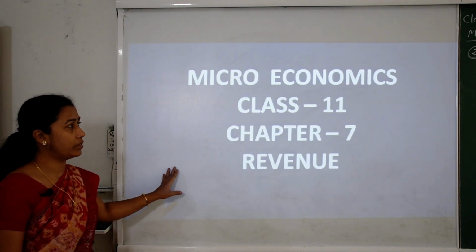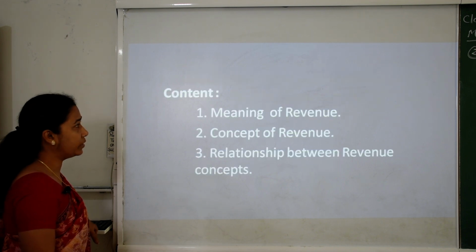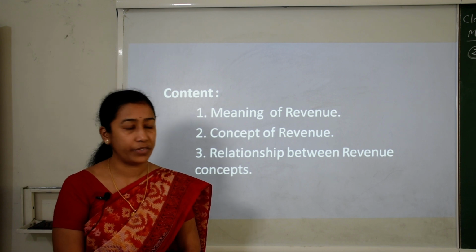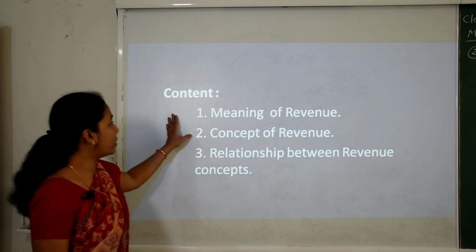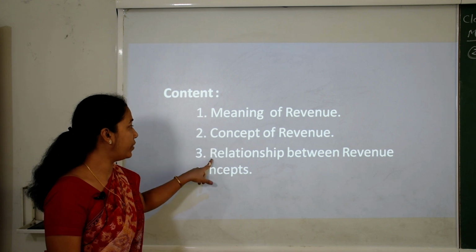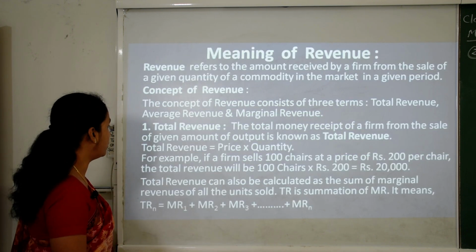Today we will start chapter 7, that is revenue, and chapter 8, which is producer's equilibrium. We are not going to finish that today. These are the contents which we are going to finish today: meaning of revenue, concept of revenue, and the relationship between various revenue concepts and curves.